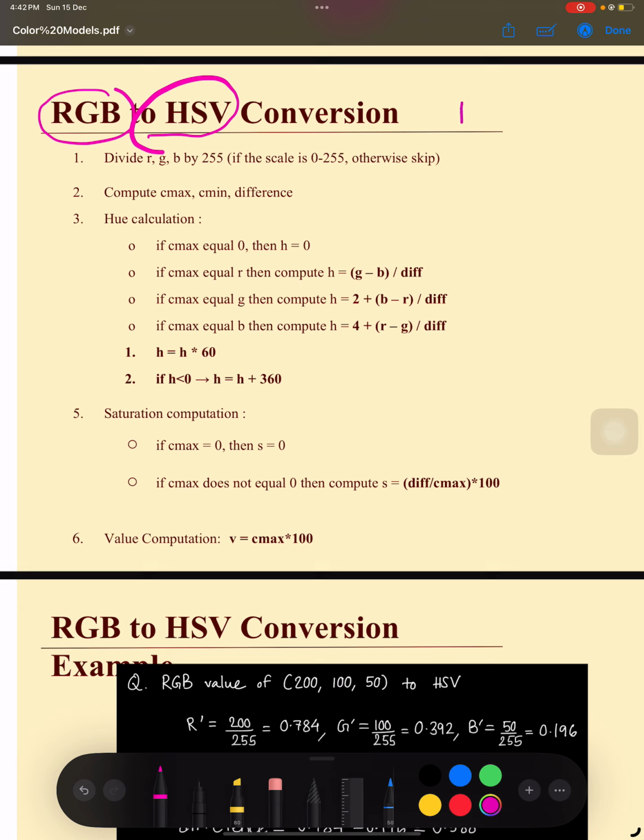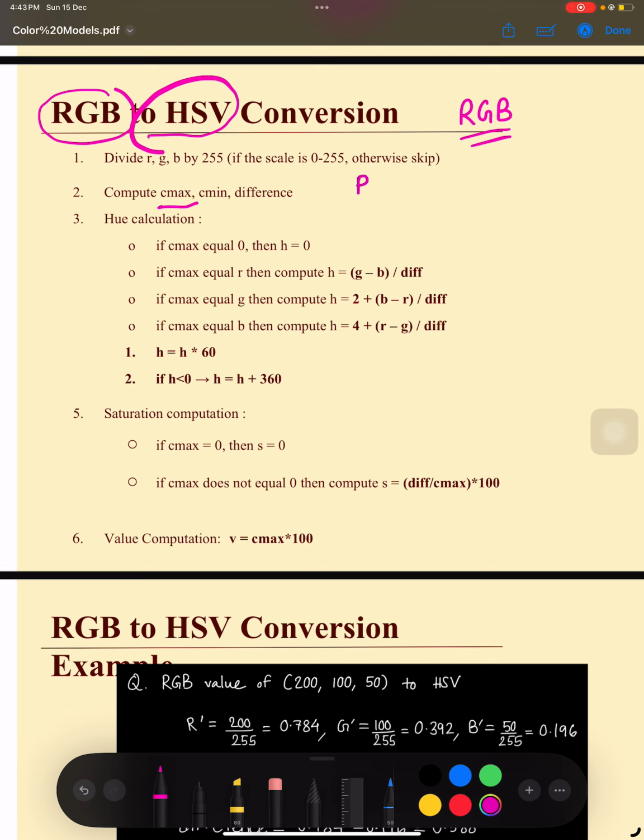Initially, we will be given RGB values. If the RGB values are not scaled, as in not within the range 0 to 1, then we have to divide them by 255. After we have scaled them to 0 to 1, the first thing we will do is compute Cmax and Cmin. And what do I mean by that?